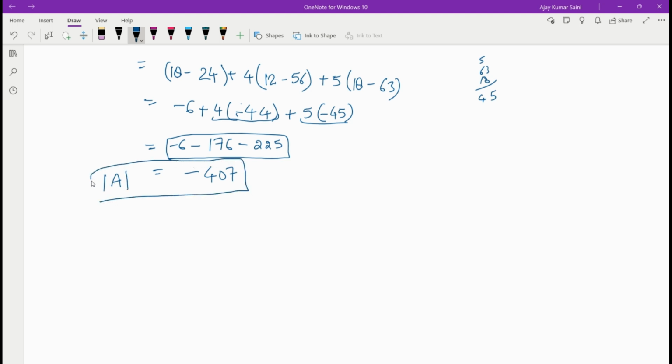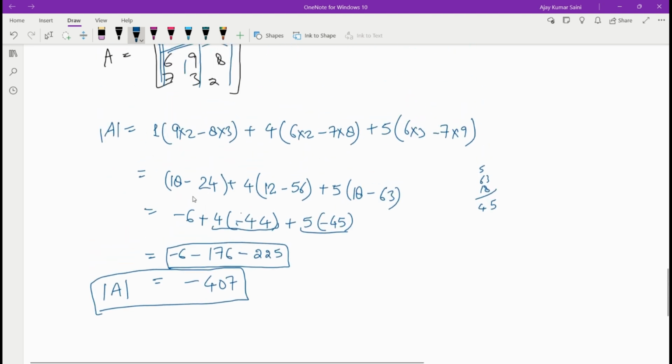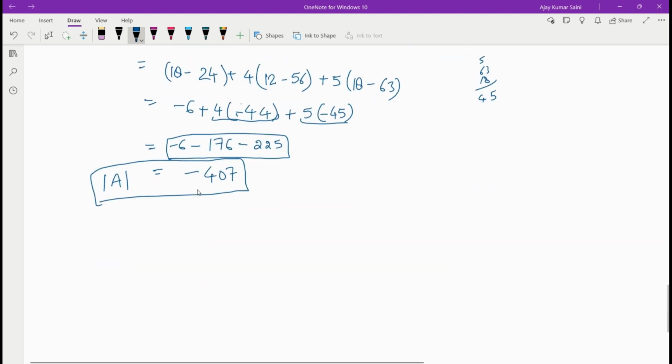I took random numbers to tell you how to find it. You can take any given numbers and find the determinant in a similar way. I think you understand these things. So our determinant of the matrix is completed. There is another topic which is also compulsory, which is the adjoint. So now I will try to tell you about the adjoint.